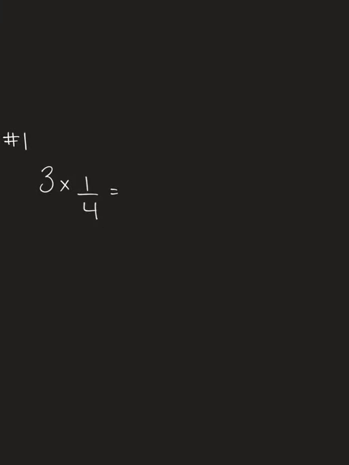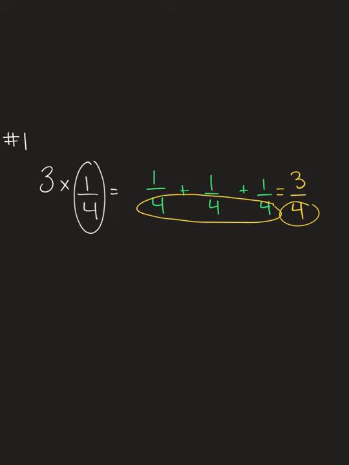So if they give us 3 times 1/4, we are going to need to write our fraction and add it 3 times. So that would look like 1 out of 4 plus 1 out of 4 plus 1 out of 4. Now, for question number 1, they're not asking you to solve it, but if we were to solve it, what would this equal? This would equal 3/4 because the bottom number stays the same, our denominator will not change, and we add our numerators together. So add the top, the bottom stays the same.